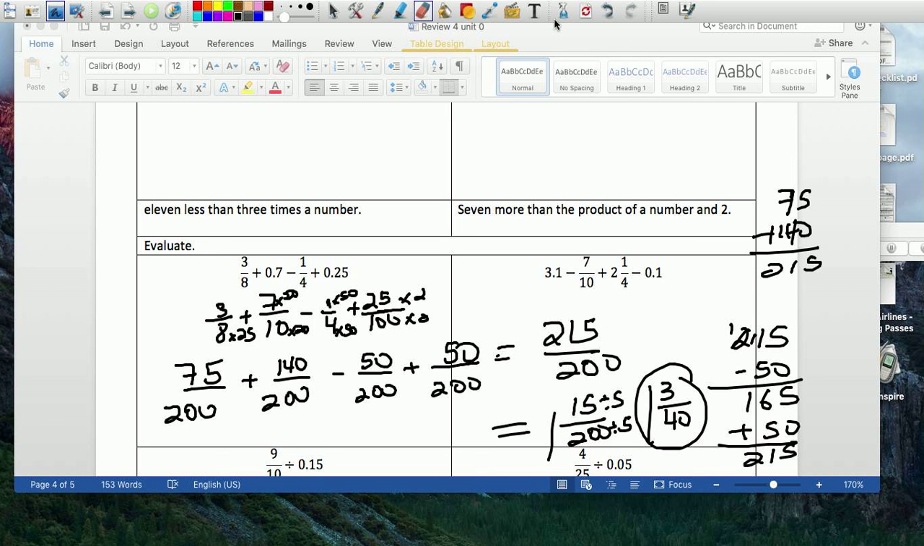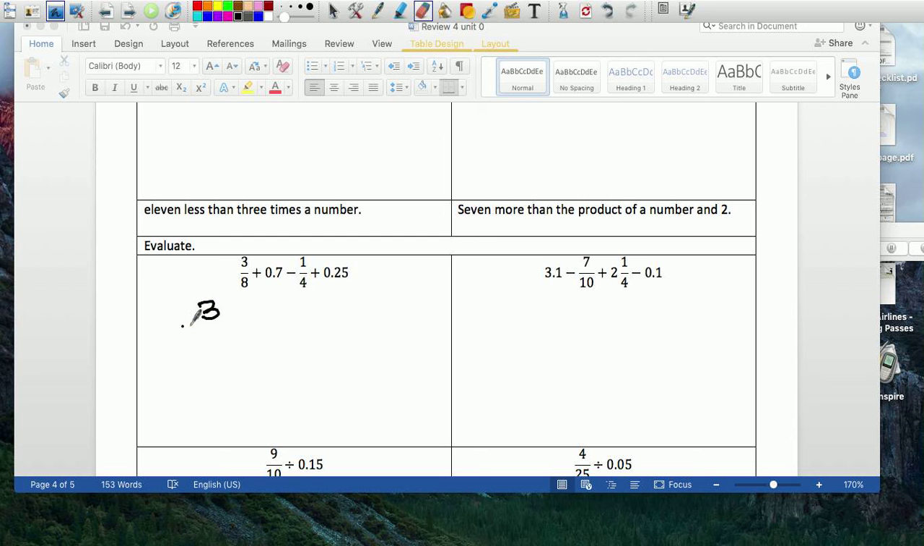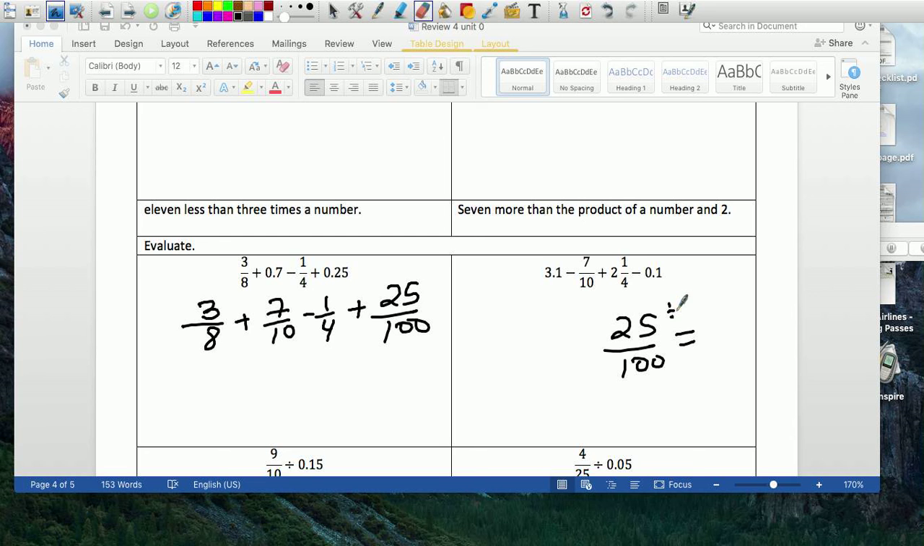Now I'm going to show this one more time. Now, let's say you left this as 3 over 8 plus 7 over 10 minus 1 over 4. And this one is plus 25 over 100, right? 25 over 100. Let me just take that over here. I can simplify. I can divide it by 25. What's 25 divided by 25? 1. What's 100 divided by 25? 4. So actually, instead of writing 25 over 100, I could have just written plus 1/4.